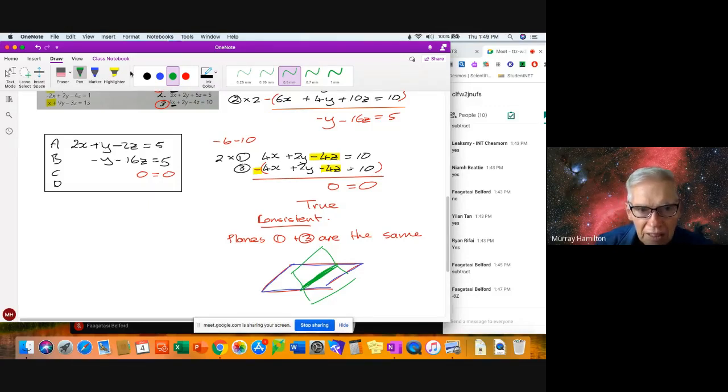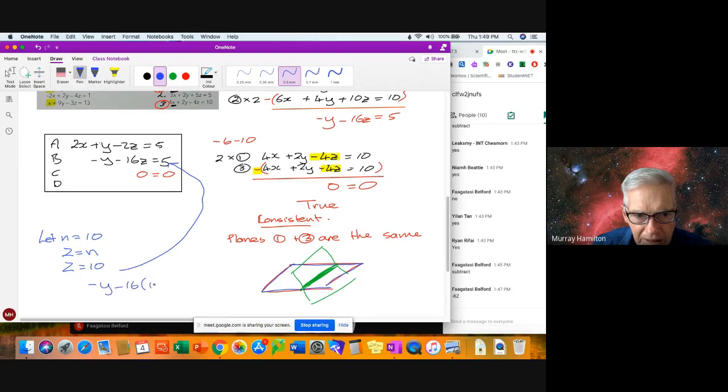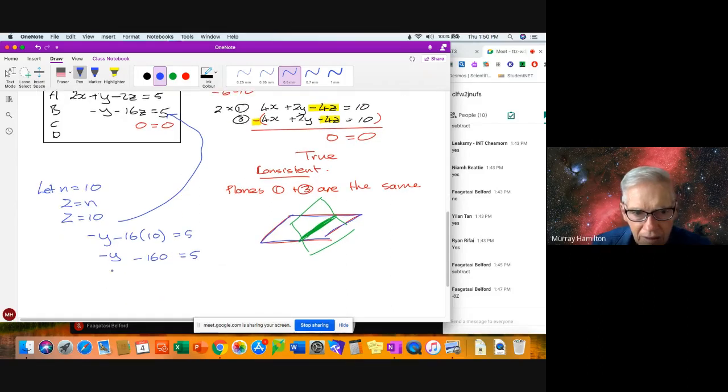So we can let n equal a number. So think of any number. I'm going to think of the number 10. So if n equals 10, we can say that z equals n. So z is 10. So then we take z and we put it in this equation here. And we get negative y minus 16 times 10 equals 5. Negative y minus 160 equals 5. Negative y equals 5 plus 160.